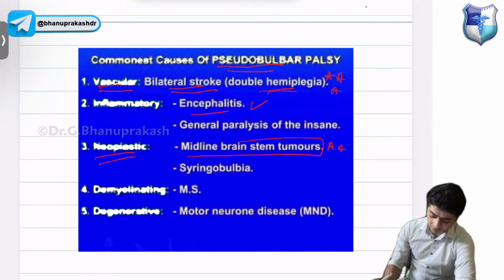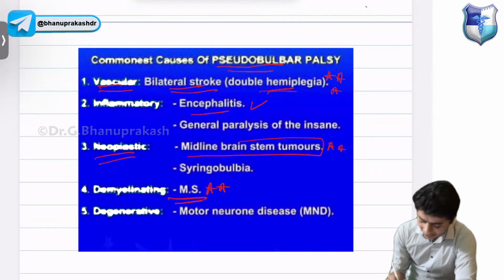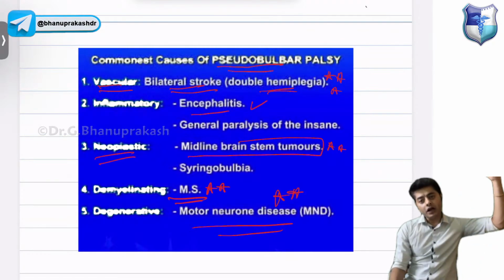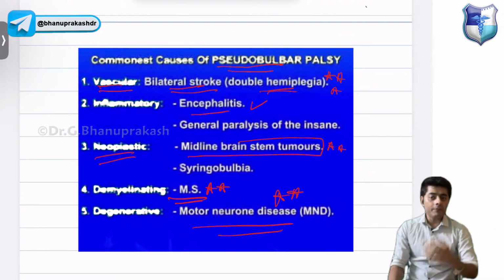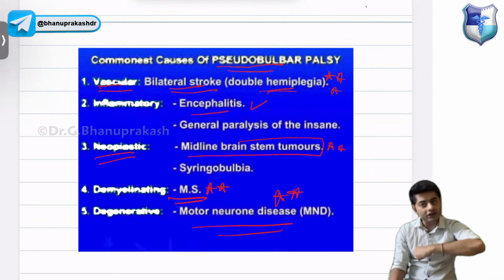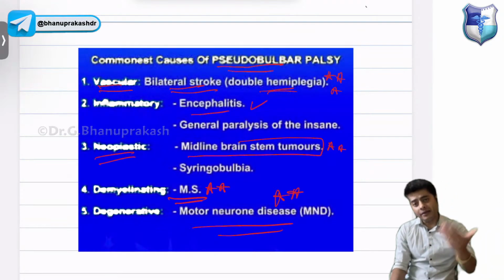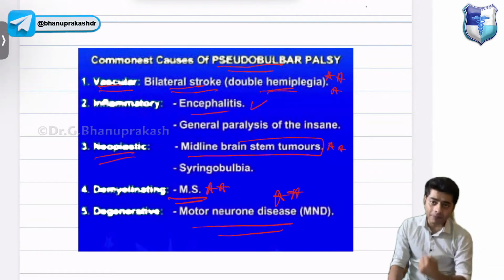It can be a demyelinating disease like multiple sclerosis, or it can be a degenerative disease, that is your MND. If MND is involving nuclei of cerebral cortex, it will affect the corticobulbar tract because corticobulbar tracts originate from cerebral cortex. And if MND involves anterior horn cells in spinal cord, it will be LMN. If MND involves the cranial nerve nuclei of brainstem, it will be a bulbar palsy.